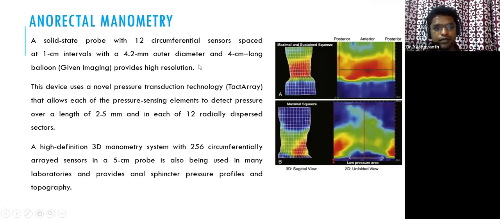So this is how rectal manometry looks. This is not EndoFLIP, this is manometry. What we saw in the previous was 2-dimensional. This is more like 3-dimensional. It's just the same thing with more sensors, reconstructed in 3D, which looks better on a computer screen. And these are the details. In 3D, you have 256 circumferentially arranged sensors in a 5 centimeter probe, also being used in many laboratories, but mostly for research purposes.